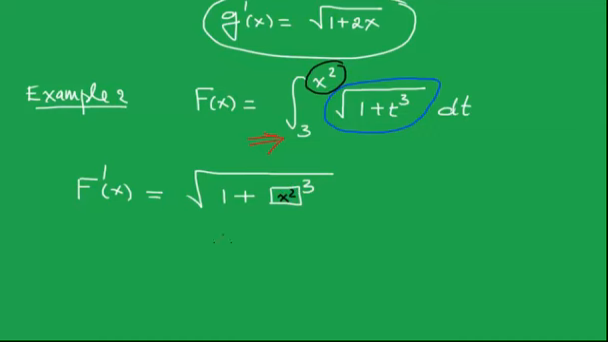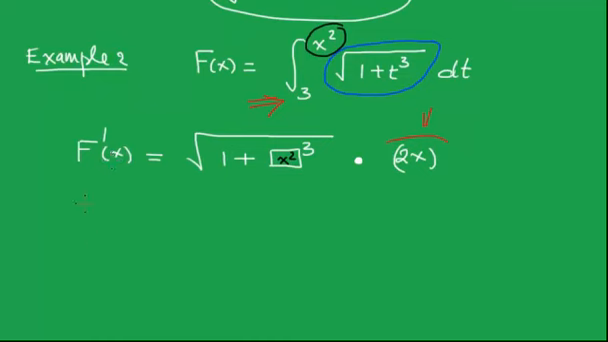But we are not done yet, because the upper limit is not just x. If it's just x, then we would have been done. But it's x squared. So we have to multiply this expression now by the derivative of that upper limit. So what's the derivative of x squared? It's 2x. Now we are done. So always multiply by the derivative of the upper limit. So we can then rewrite this properly without boxes.